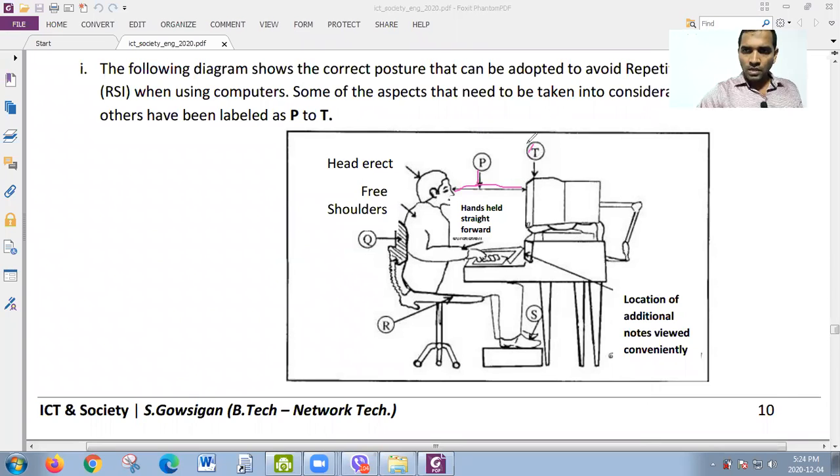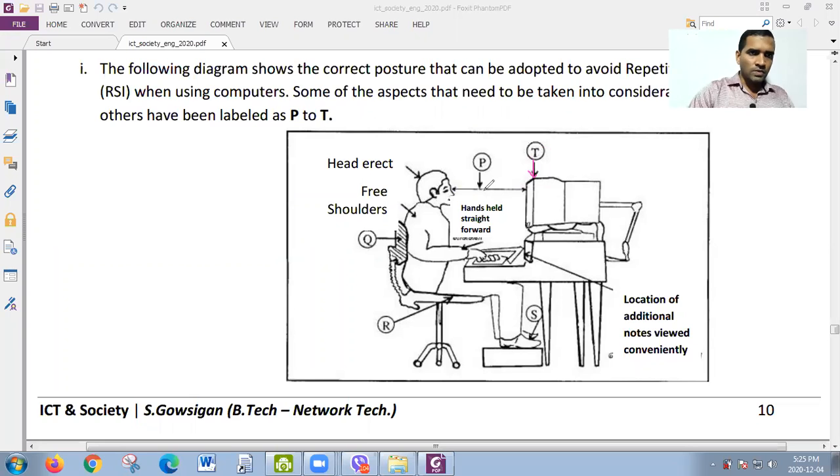Even for T, it would be better to say that the monitor is at the right distance, because we are unable to show any other things since T shows only the monitor. Have you understood? The label T is given for the monitor. So we may suggest that the monitor is at the appropriate distance, around 45 to 70 centimeters. That is the appropriate distance. So the monitor is kept in the right location. This is T.